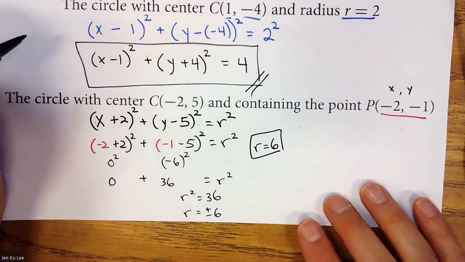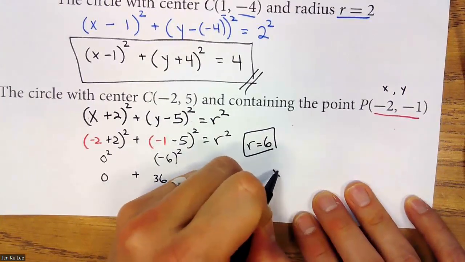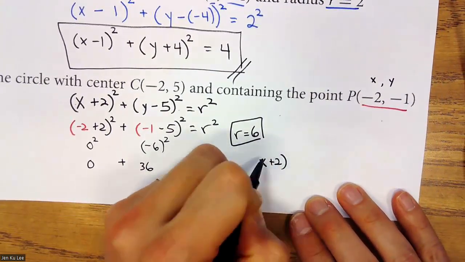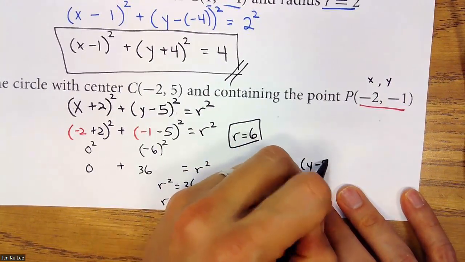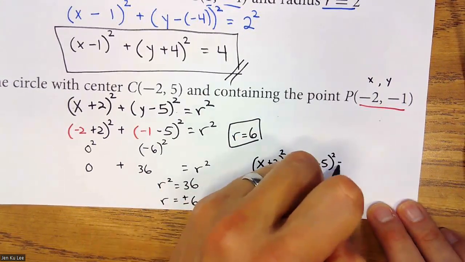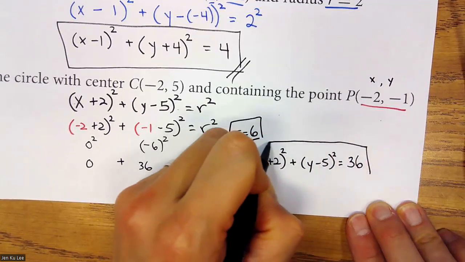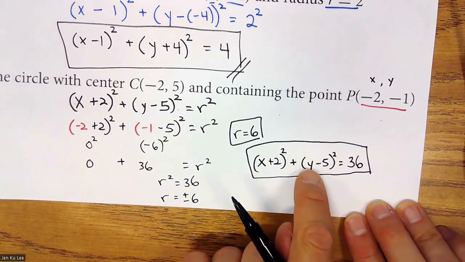Okay? So if I plug in 6 into here, I get for my equation of the circle, x plus 2 quantity squared plus y minus 5 quantity squared equals 6 squared, which is 36. That's the equation, because this is the equation of the circle.